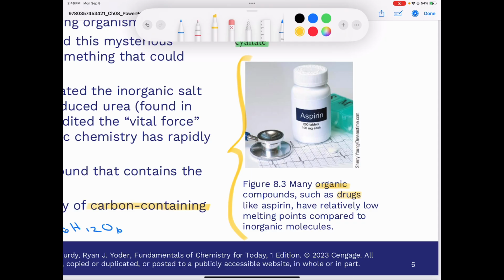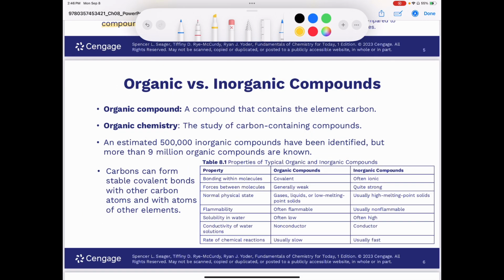And so one of the features of organic compounds is that compared to inorganic compounds like sodium chloride, an ionic compound, which has an extremely high melting point, organic compounds, generally speaking, are going to have much lower melting points. So again, an organic compound is what? It's a compound that contains the element carbon. And organic chemistry is, of course, again, the study of carbon-containing compounds.